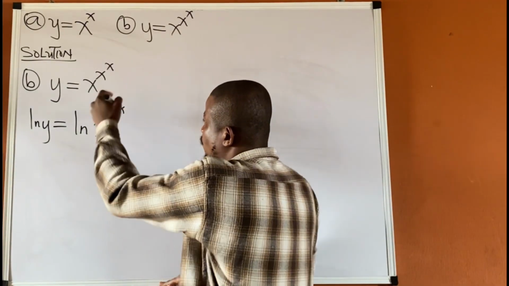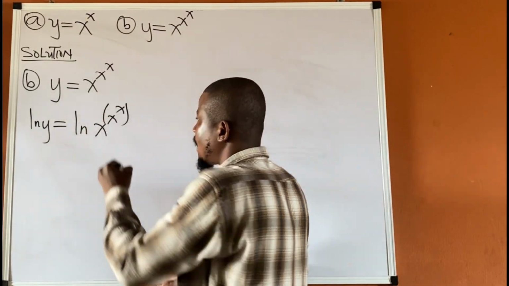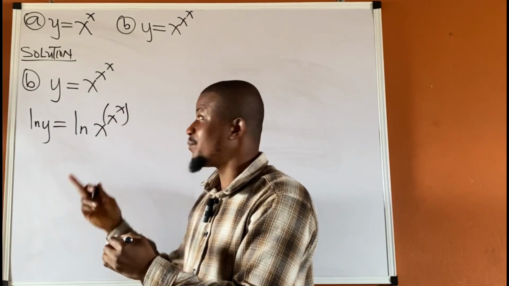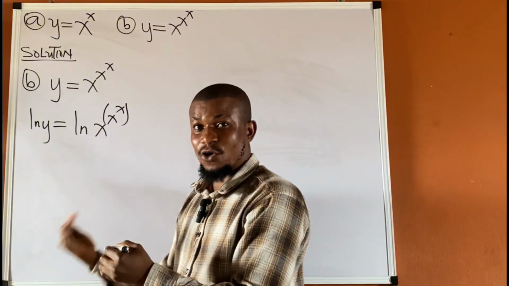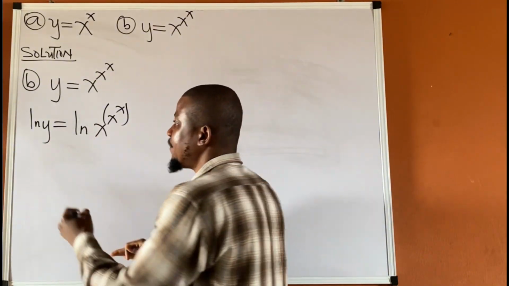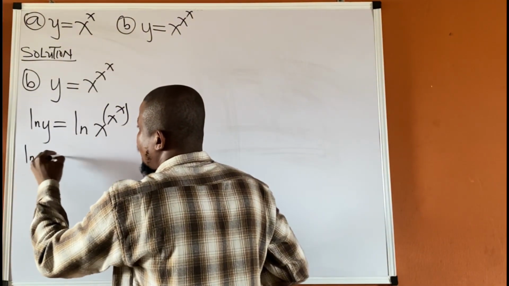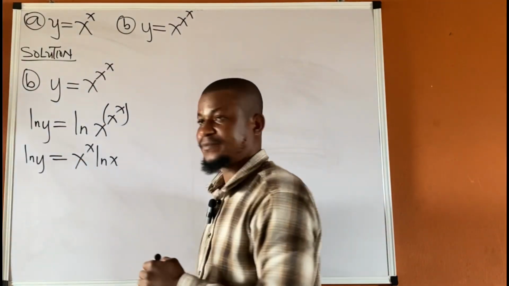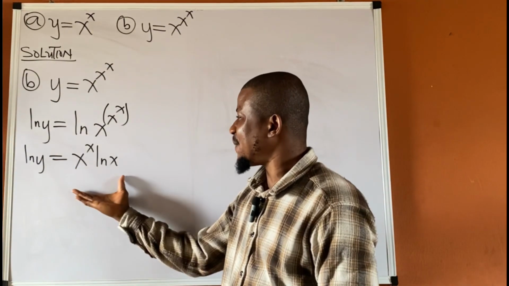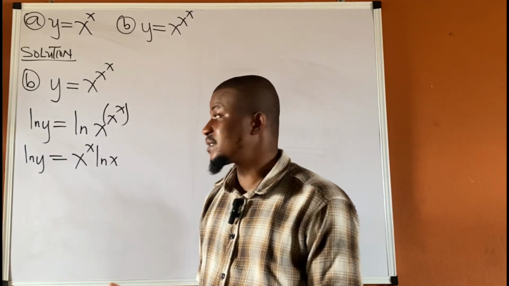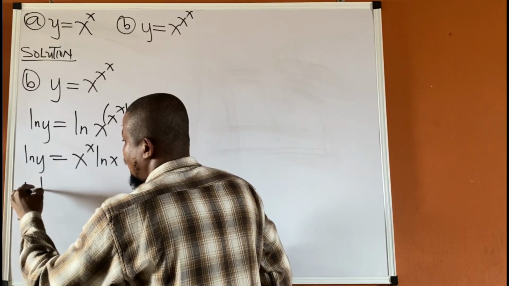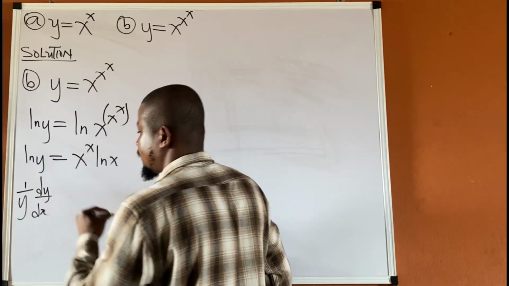And because these two are together, remember this is x to the power of x to the power of x, we apply the rule of logarithm where this goes as a coefficient or multiplies this logarithm here. So we have ln y equal to x to the power of x ln x. Okay, so from this point now we can differentiate both sides. So we differentiate ln y, we have 1 upon y dy dx.